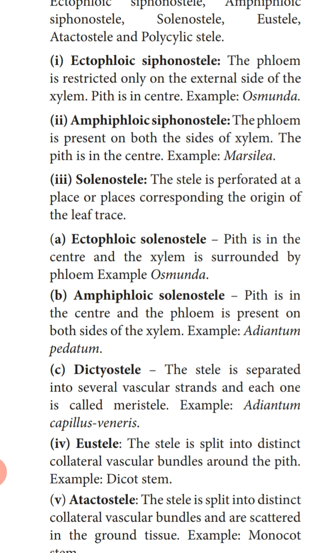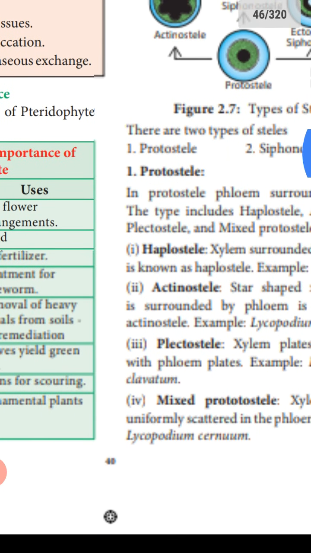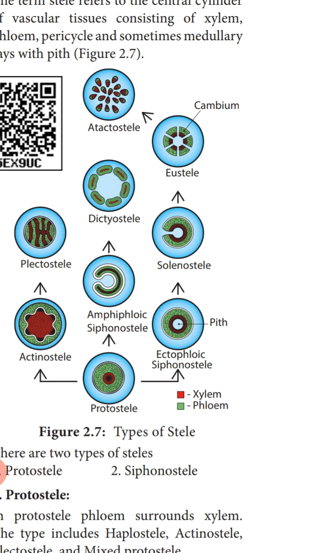Next type is the Dictyosteel. The steel is separated into several vascular strands and each one is called a meristeel. Here you can see in the diagram that the pith is in the center and surrounding it are numerous meristeels. A meristeel is a bundle where the xylem is in the center and phloem is present on both sides. Gaps are present there. Each bundle-like structure is called a meristeel.